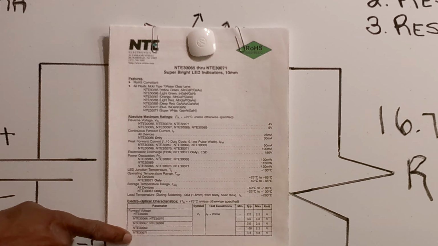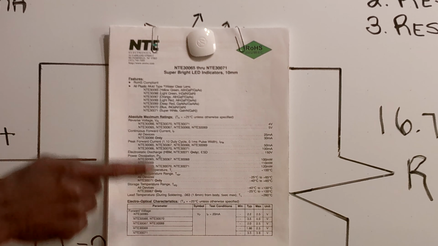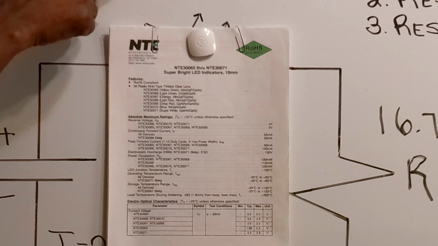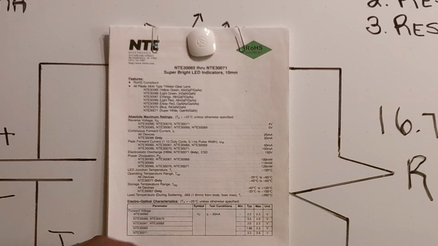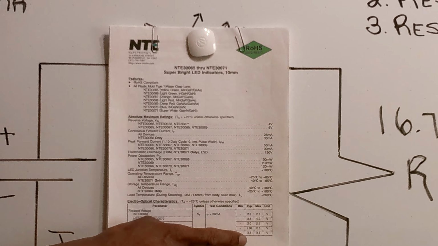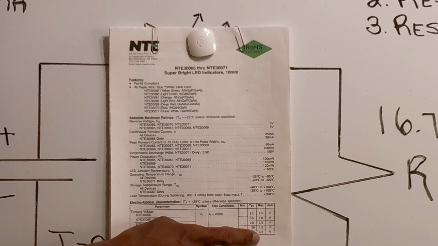At the very bottom here, for NTE 30071, which is a white 10 millimeter LED, I got my voltages from right here: 3.3 volts typical and 3.8 volts maximum.